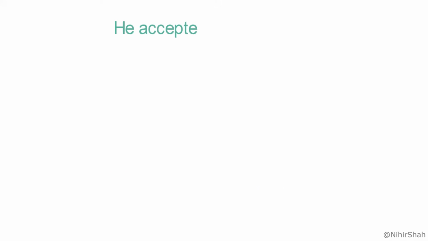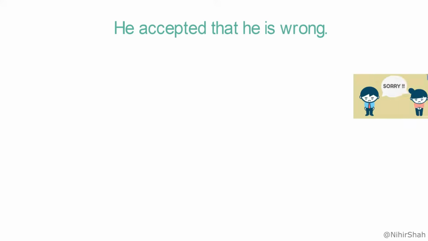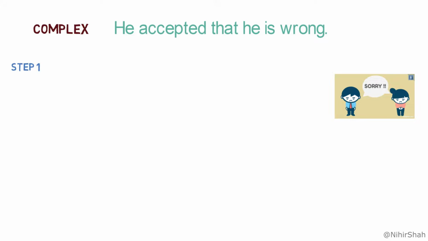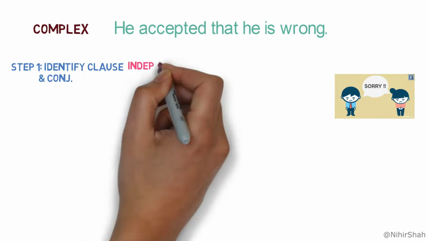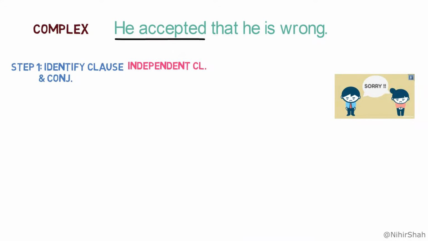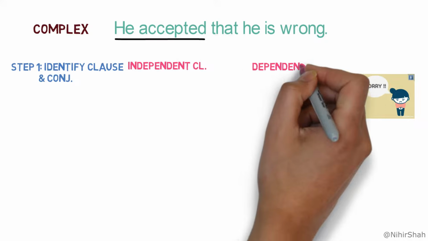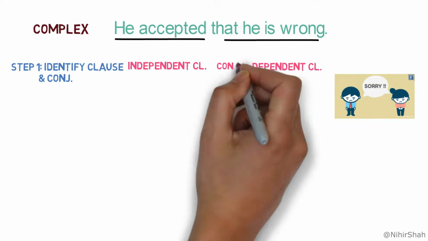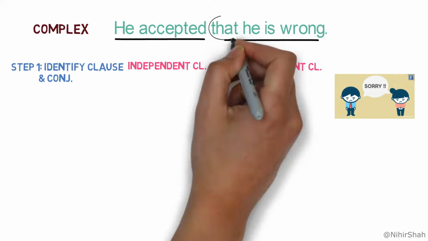He accepted that he is wrong. This is a complex sentence. Step 1 is to identify the independent clause, dependent clause, and the subordinating conjunction. The independent clause is he accepted. The dependent clause is that he is wrong. And the subordinating conjunction is that.